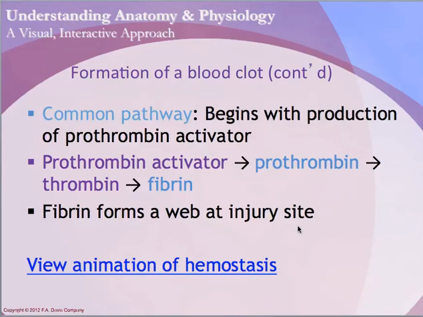So the common pathway ultimately leads to the production of prothrombin activator. Prothrombin activator acts on a globulin called prothrombin, and converts it to an enzyme called thrombin. Thrombin transforms the soluble plasma protein fibrinogen into fine threads of insoluble fibrin. So prothrombin activator, prothrombin, thrombin, fibrin. That's the pathway.